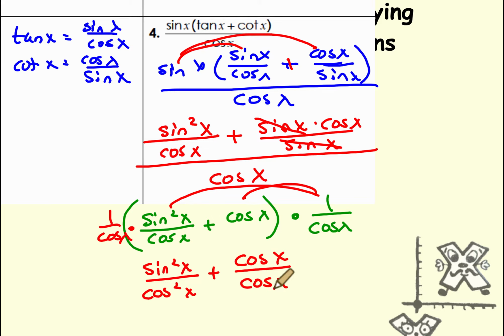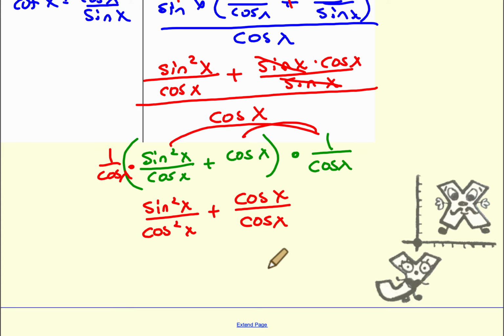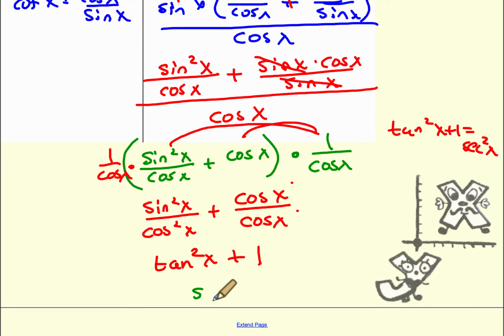Now you're like, okay, it looks even more complicated, Miss Shannon, but it's not. Sine squared over cosine squared, well, sine over cosine is tangent, right? And since it's squared, I get tangent squared of x. Cosine over cosine is just 1. Now there's an identity that says that the square of the tangent plus 1 is the secant squared. So I can replace tangent squared of x plus 1 with the square of the secant.